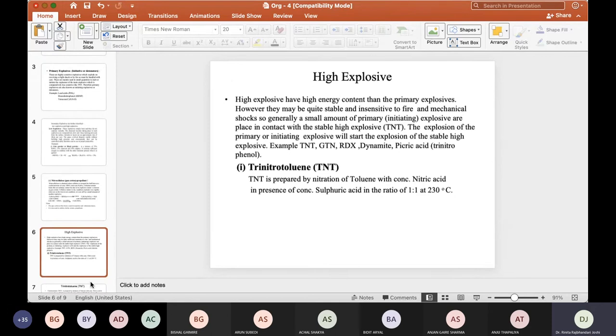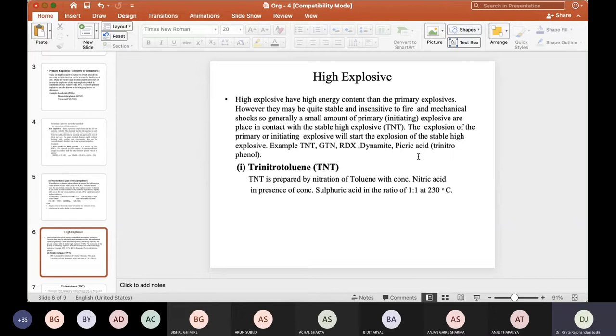When you see the high explosive, this high explosive has higher energy content than the primary explosive. However, they may be quite stable and quite insensitive to fire and mechanical shock. So generally, a small amount of primary explosive is placed in contact with the stable high explosive like TNT. The explosion of the primary or the initiating explosive will start the explosion of the stable high explosive. Examples are TNT, GTN, RDX, dynamite, picric acid.